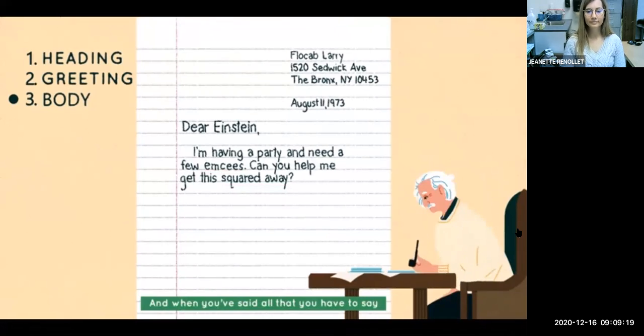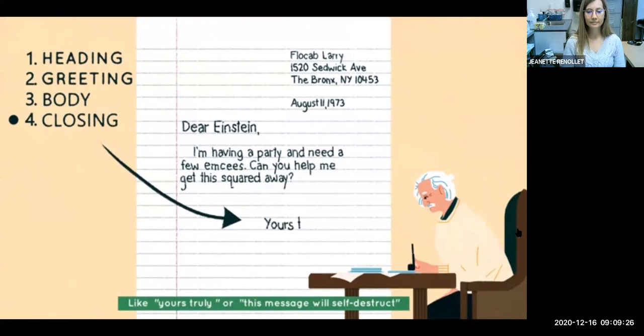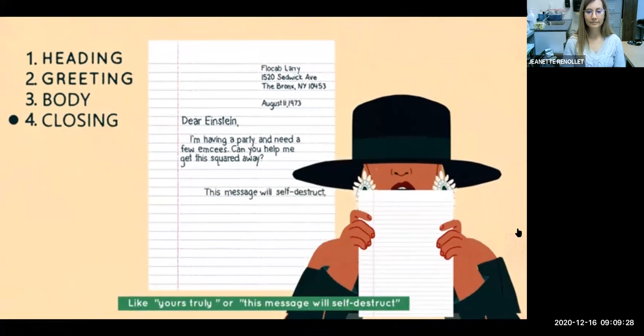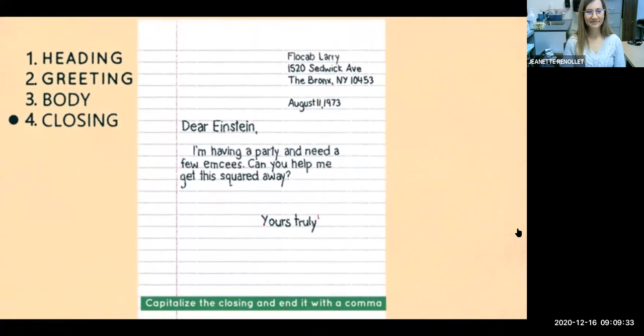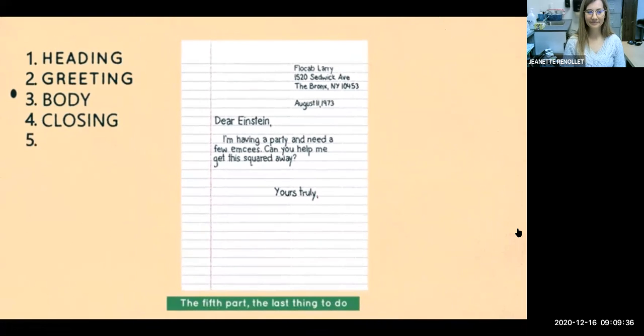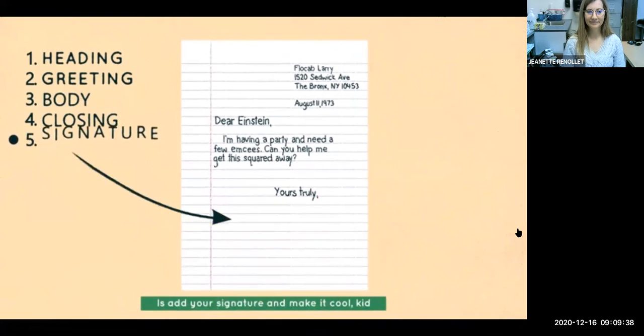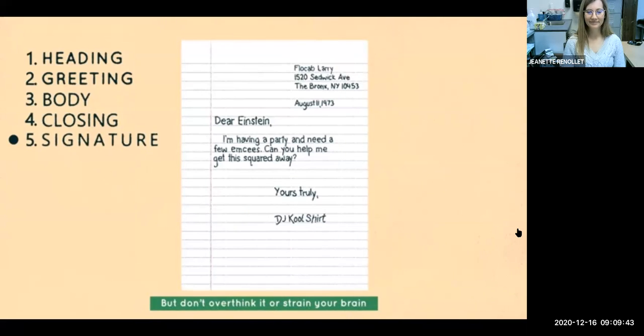And when you've said all that you have to say, the fourth step is add a closing to the page. It's a short phrase used to wrap things up, like yours truly, or this message will self-destruct. Again, remember so there won't be a problem. Capitalize the closing and end it with the comma. The fifth part, the last thing to do is add your signature and make it cool, kid. But don't overthink it or strain your brain. It's just a fancy way of writing your name. And there you have it. You wrote a whole letter, top to bottom, 5 parts together.